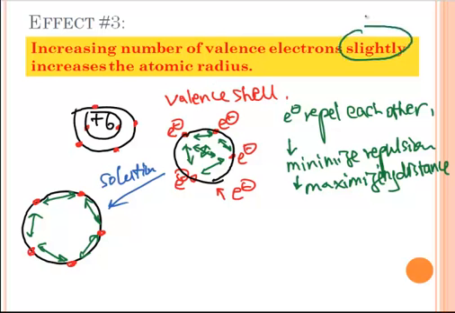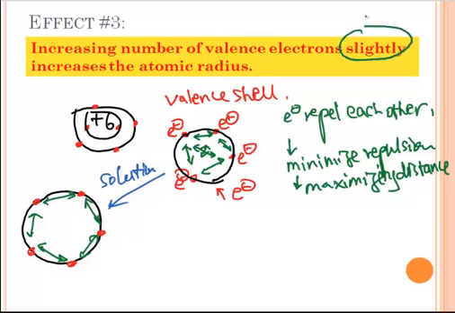So the net effect is what's being observed: atomic radius increases from top to bottom, because the number of principal energy levels increases and dominates the increase in nuclear charge.